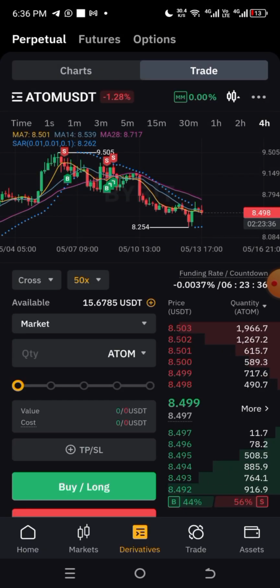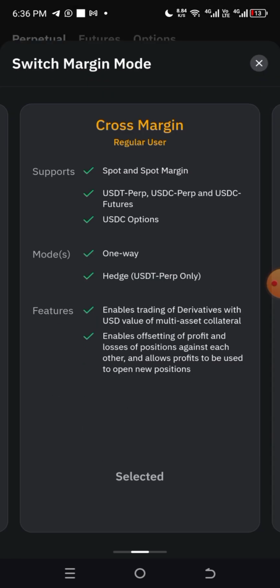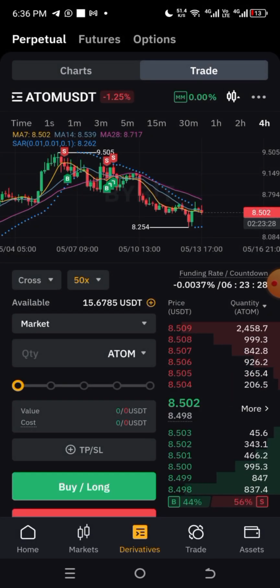Now, under the margin mode, we have two types. We have the cross, we have the isolated. Now, this margin mode, first of all, what is a margin? Your margin is basically how much you have deposited in your futures or perpetuals trading account. Right here, we have just $15.